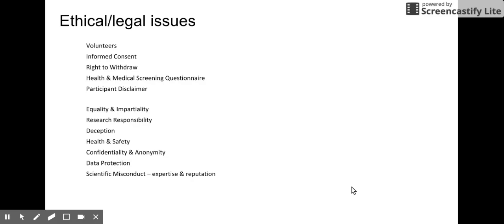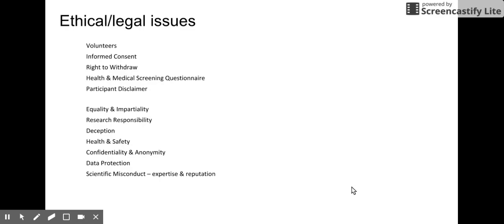Scientific misconduct, expertise and reputation: action which willfully compromises the integrity of scientific research, such as plagiarism or falsification or fabrication of data. Ethical clearance. This is ensuring good research practice and conduct, which can include intellectual honesty, accuracy, fairness, intellectual property, and protection of human and animal subjects involved in the conduct of research.